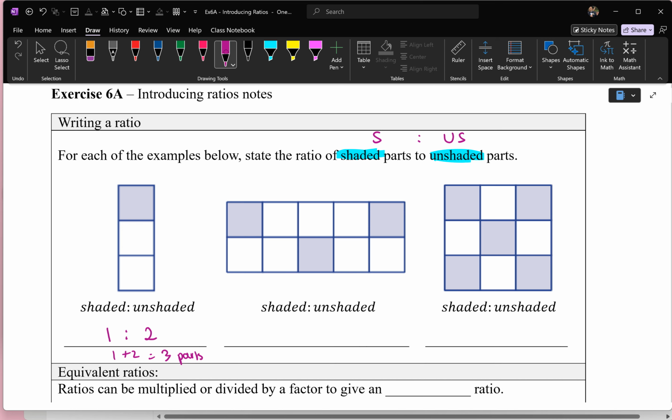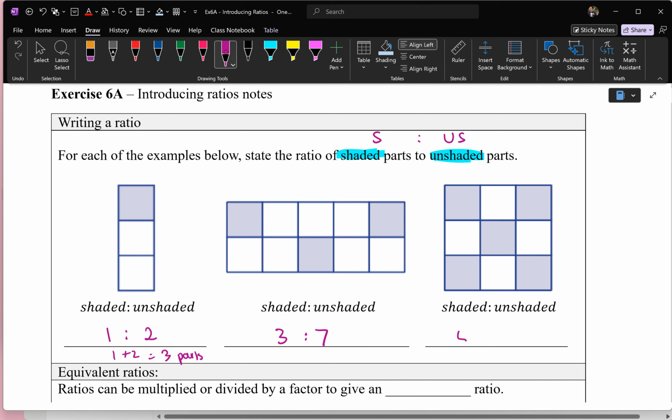Same thing with the next one. Let's see how many shaded versus unshaded. There are 3 shaded to 7 unshaded. So how many pieces in total? There should be 10, because 3 plus 7 gives you 10. That's how we know how many parts to draw up. We know 3 out of the 10 is going to be shaded, and 7 out of 10 is not shaded.